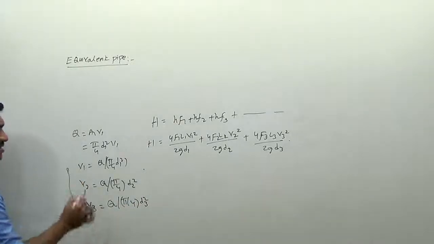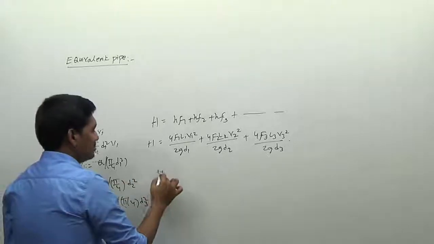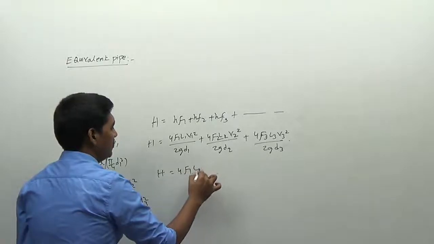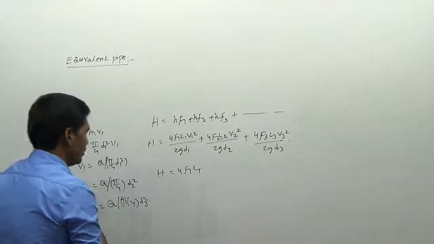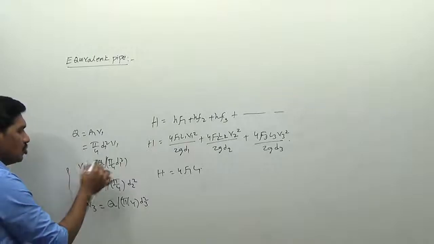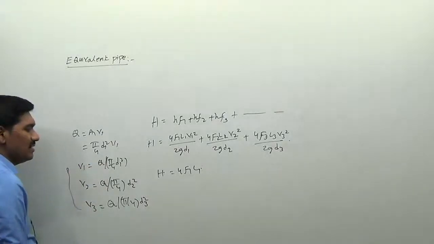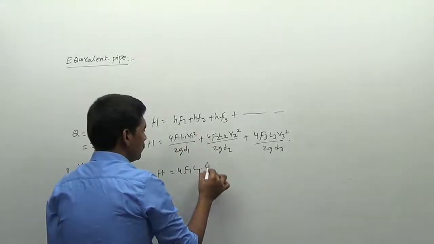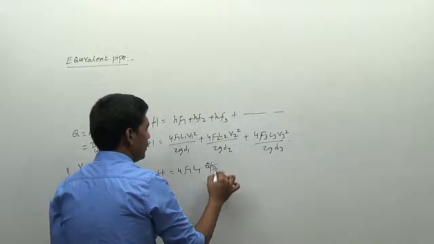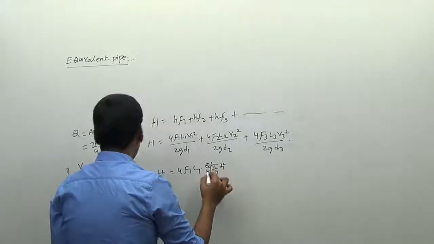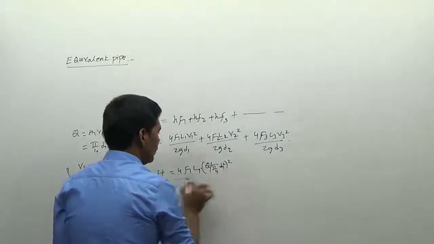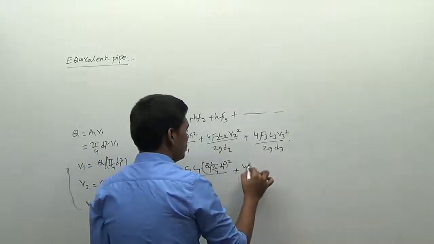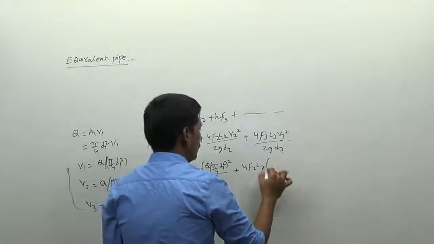D square is the value, right? So I can write this value as H = 4f1 L1 × V1² / (2g D1) plus 4f2 L2 ... What is the value of V1²? V1² = Q² / (π/4 D1²)², so Q divided by π/4 D1² whole squared, divided by 2g × D1, plus 4f2 × L2.